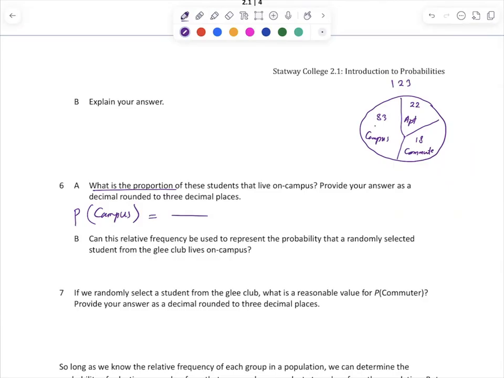You have 83 out of 123. So let us do a division. 83 out of 123, which is approximately 0.675 or 67.5%. So if I randomly select a student and I'm wondering if that student lives on campus, the chance is 67.5%. This is a relative frequency, which is exactly the same as probability.